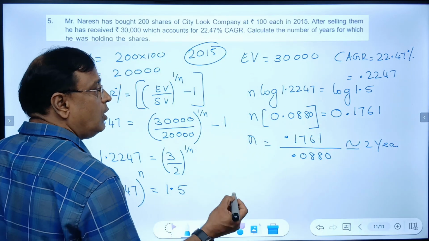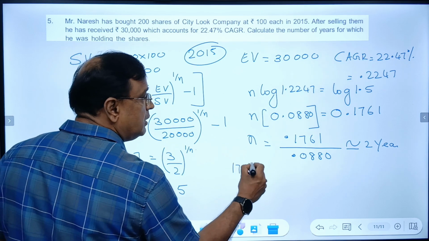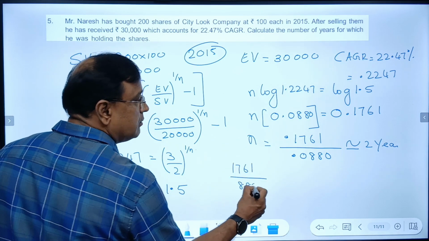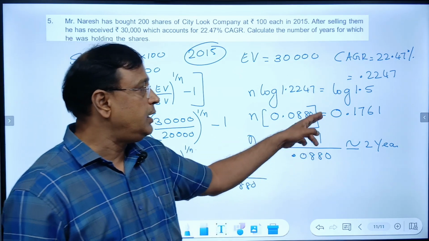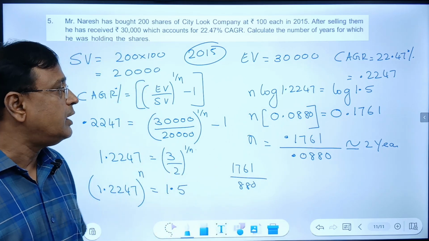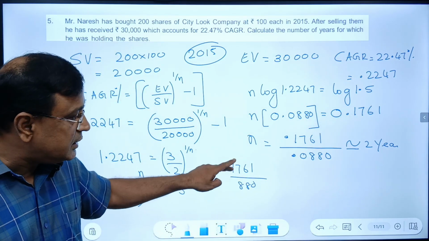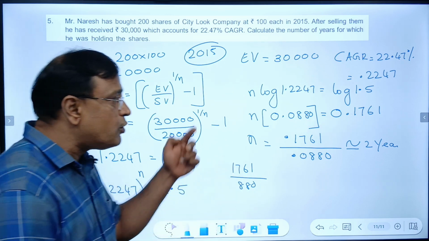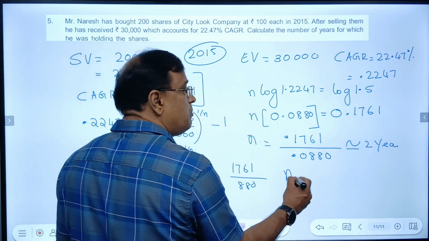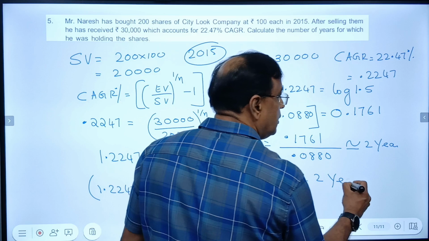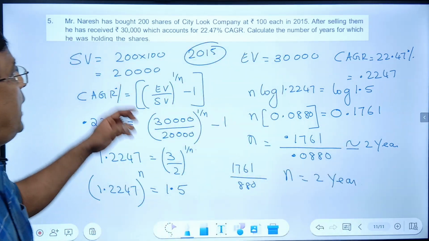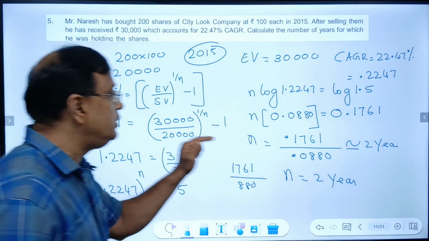Now, how do I do it? 1761 divided by 880. Correct? Multiply both by 10,000, so you get 1761 by 880. This is exactly double of this, a little more. So approximately equal to 2 years. So the number of years should be 2. So I should keep my money for 2 years.